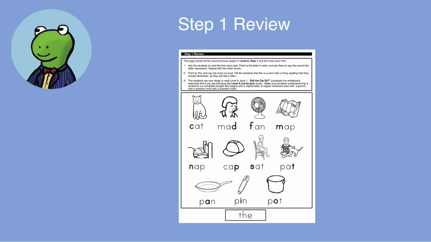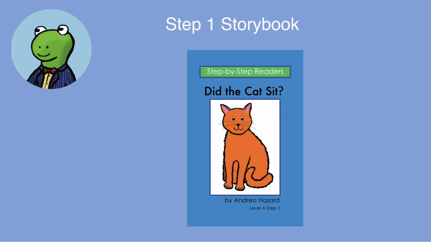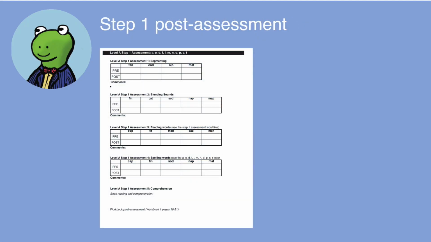The review also teaches the sight word the, which is found in the Step 1 storybook. Other sight words, including to, a, of, from, I, off, was, and put, are introduced incrementally throughout the series. Once the child has completed the review, they are ready to read the Step 1 Beginner Reader, which only contains sound pictures that were previously taught, along with the sight word the. After they finish reading the book, they can complete the post-assessment found in the curriculum book.